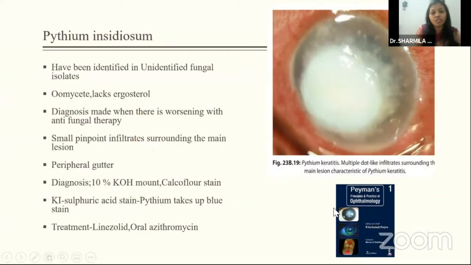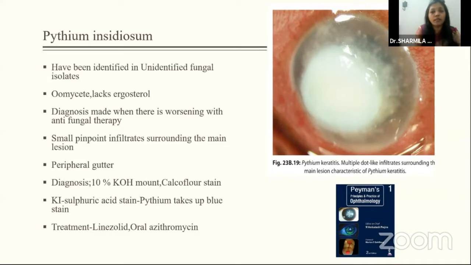I would like to acknowledge Prajna sir for this picture. So you can see the characteristic features of Pythium keratitis in this. It's a full thickness corneal infiltrate. You can see tentacular projections and small pinpoint-like infiltrates, an early limbal spread and peripheral gutter, which are very characteristic features of Pythium keratitis.